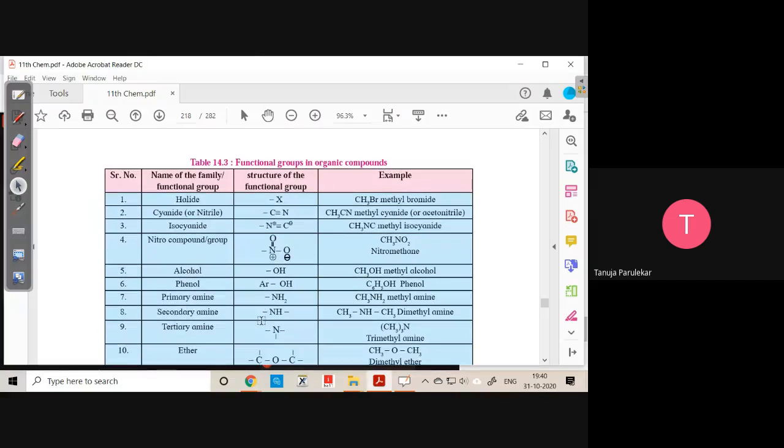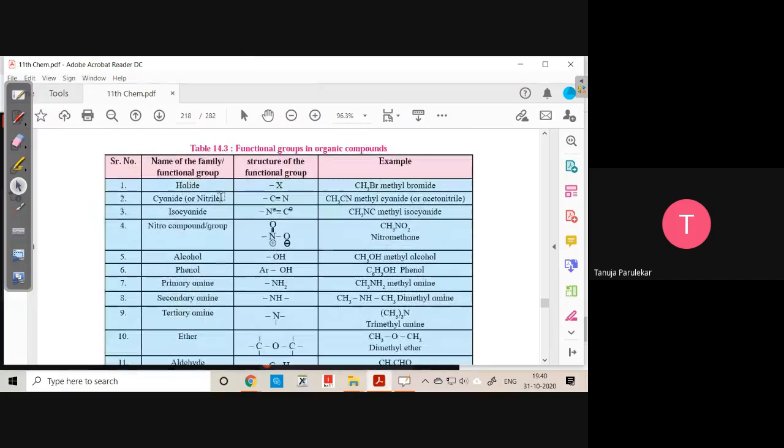Now coming to functional groups in organic compounds. First is halides. Halogen ज्याच्यामध्ये त्यांना halides म्हणतात. You represent it as X. Okay, say for example, I'm just putting it over here. I have CH4, which is my methane.